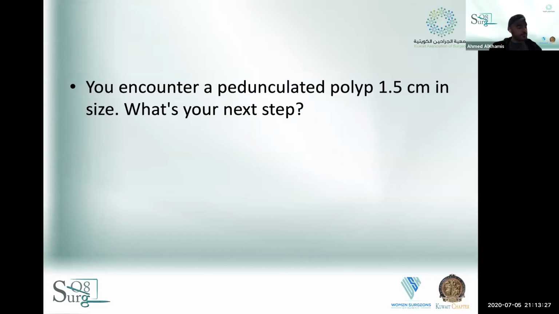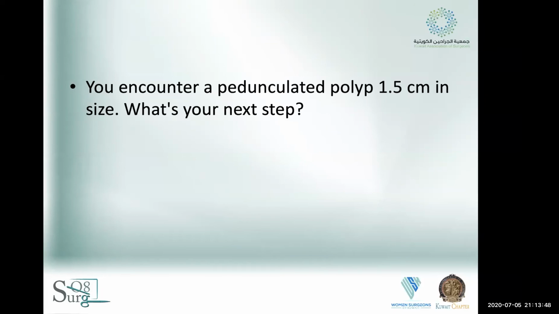So you're going to tell me what you would do. You are faced with this pedunculated polyp. I'm assuming you want to resect it, so how are you going to do this? Exactly, you're going to snare it. It's 1.5 centimeters, so I think biopsy is not the smartest answer.